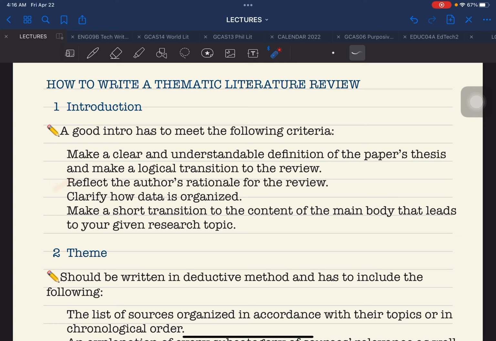Number 2, reflect the author's rationale for the review. Rationale refers to your motivation, or specifically the reason why you are conducting this review of literature. So briefly state that particular rationale of the study, and you can also do this by stating and citing the relevance of conducting a thematic literature review to your study.